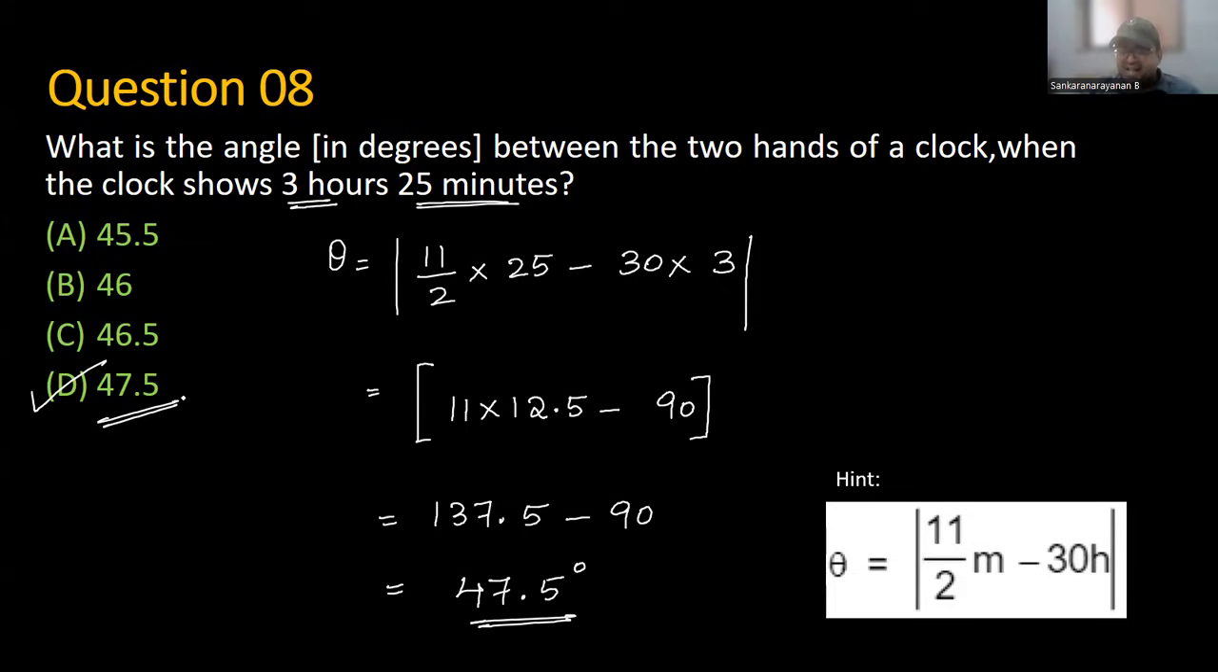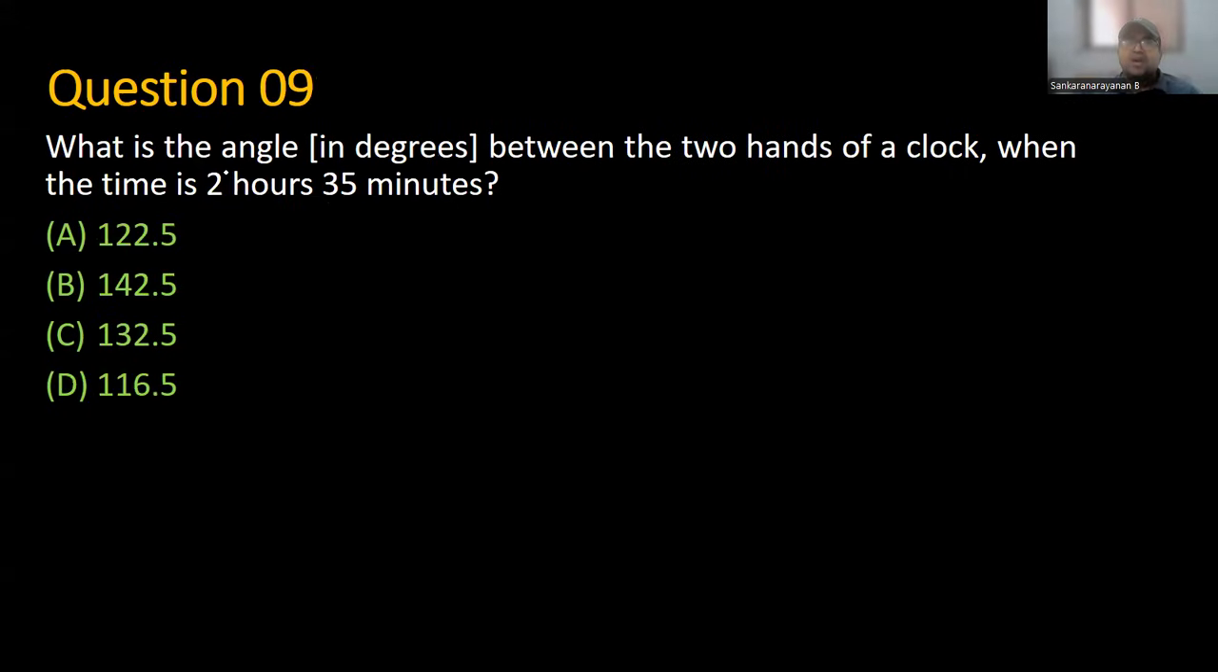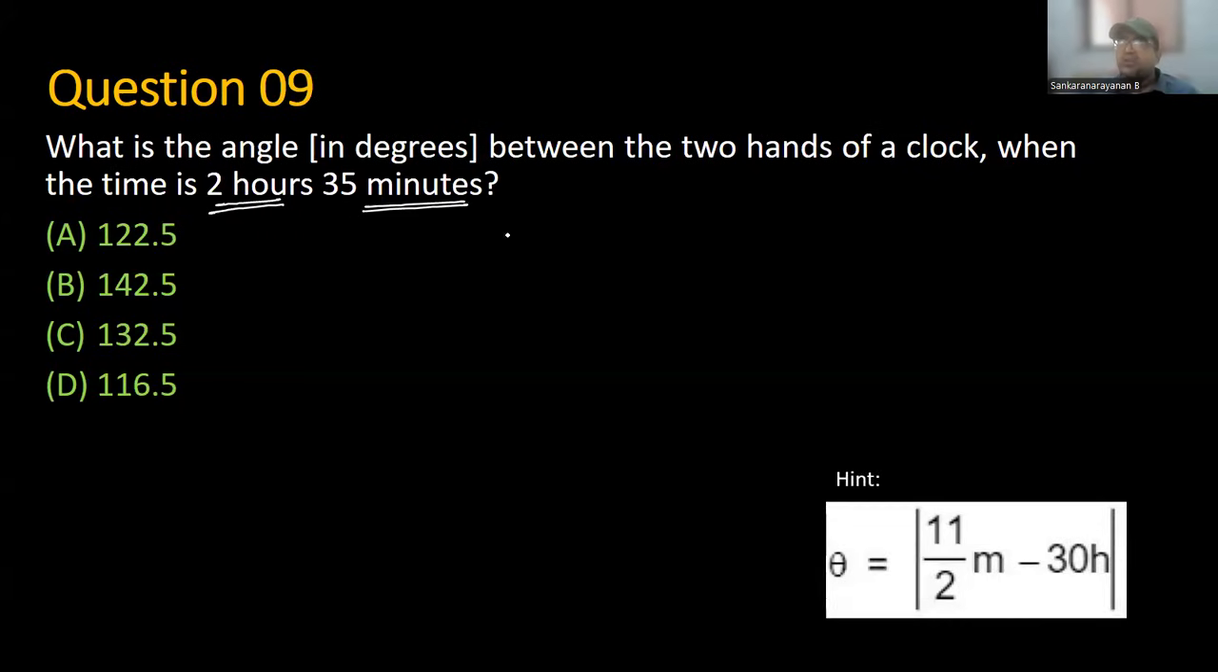All right. Let's now consider the next question. What is the angle in degrees between the two hands of the clock when the time shows 2 hours 35 minutes? Again, the same formula, theta equals 11 by 2 m minus 30h. I can see that here theta is 11 by 2, instead of m, you can put 35, minus 30h. Instead of h, you can put 2 because it's 2 hours 35 minutes. Okay, so 11 by 2 into 35 minus 30 into 2.